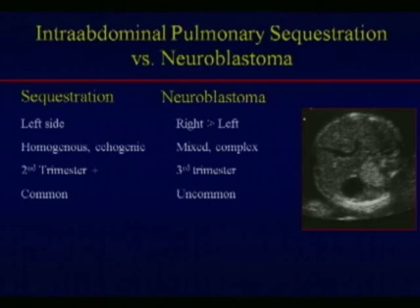But I've not found it difficult to distinguish that from a neuroblastoma. Sequestrations are always on the left side, these intra-abdominal sequestrations. They're homogeneously echogenic. They're seen in the second trimester or beyond, and they're relatively common. Neuroblastomas may be seen both on the right and left side. They're usually of mixed echogenicity. They're not homogeneous. Because they're tumors, they're only seen in the third trimester. They're not seen in the second trimester, and they're relatively rare. So just keep an eye out for these conditions, because when you see them, it's quite diagnostic.